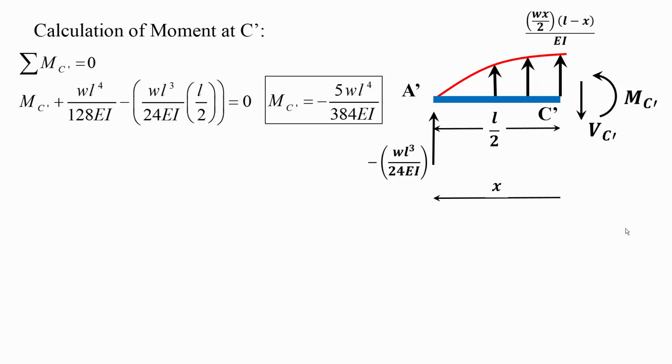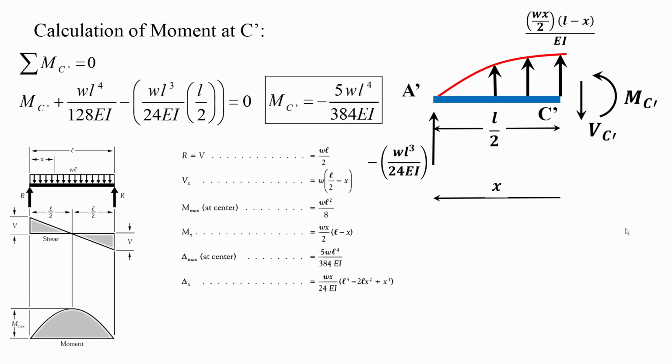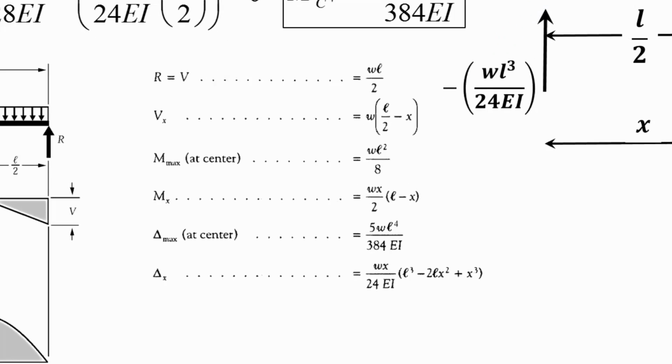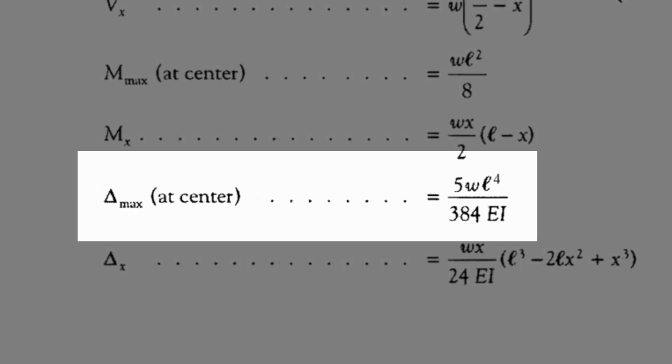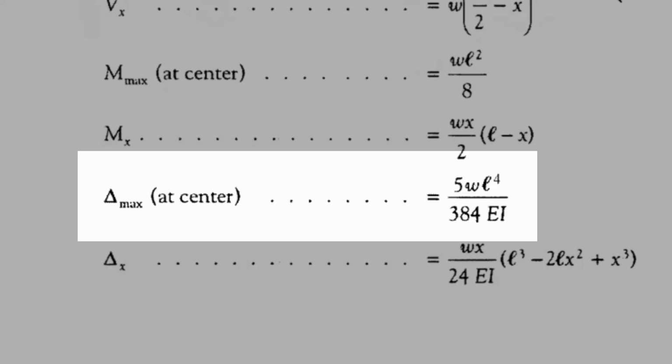Now, this is the moment on the conjugate beam at point C prime. That means this is the displacement on the real beam at point C. Let's double check our answer. Again, from the same reference, we can see that delta max at center is 5WL to the fourth over 384 EI.